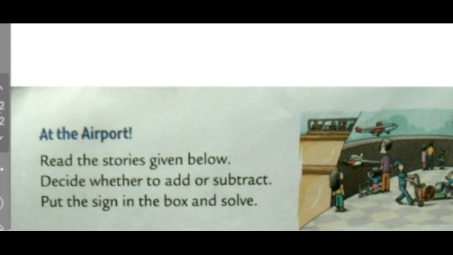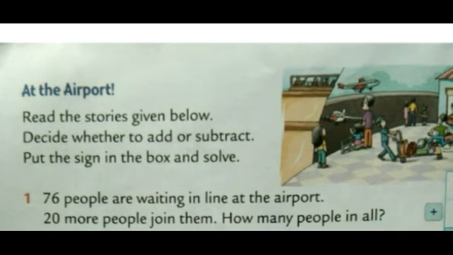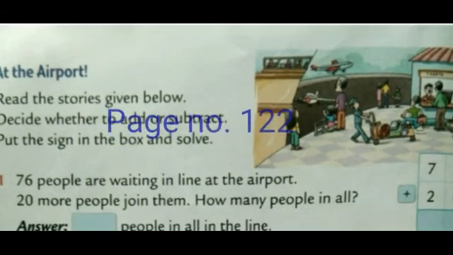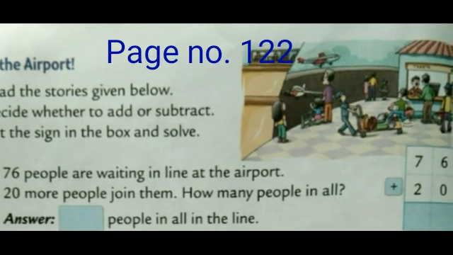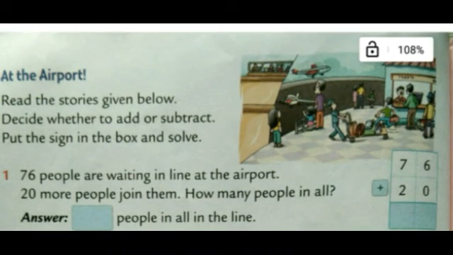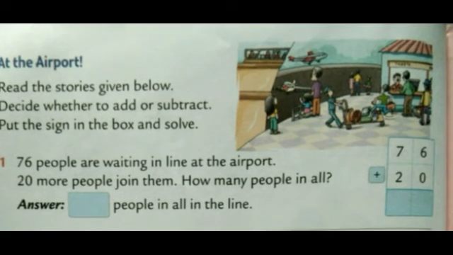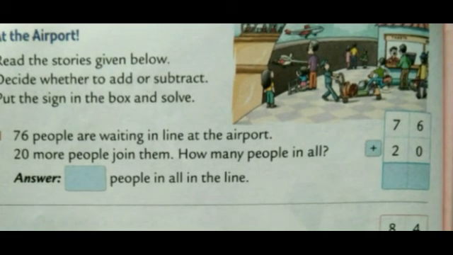Moving on to the last page of this chapter, page number 122. Now, these questions are related to the airport. Read the stories given below. Decide whether to add or subtract. Put the sign in the box and solve. Now, we have to also find out whether we have to add or subtract, and then we have to put the sign, and then we have to do whatever is being told.